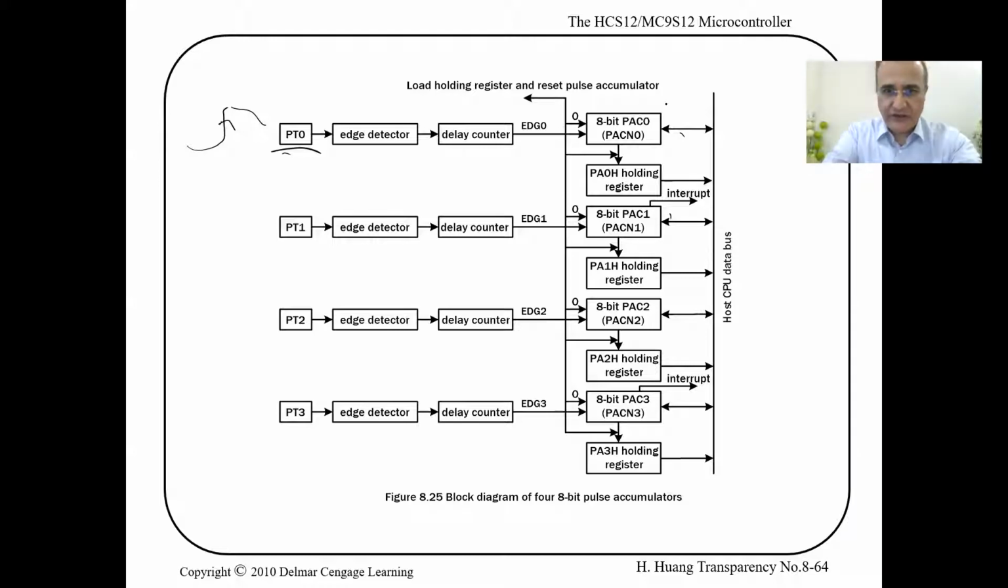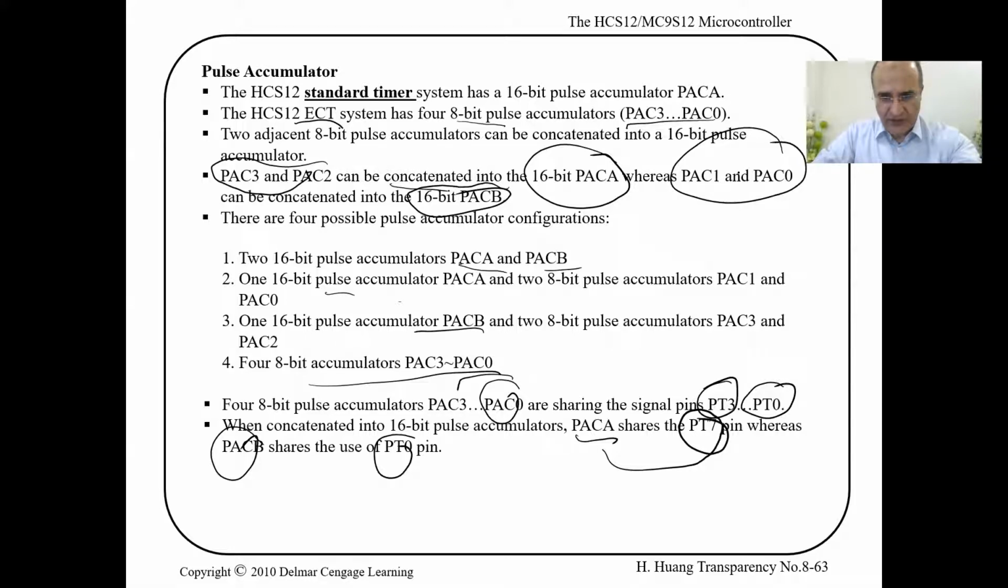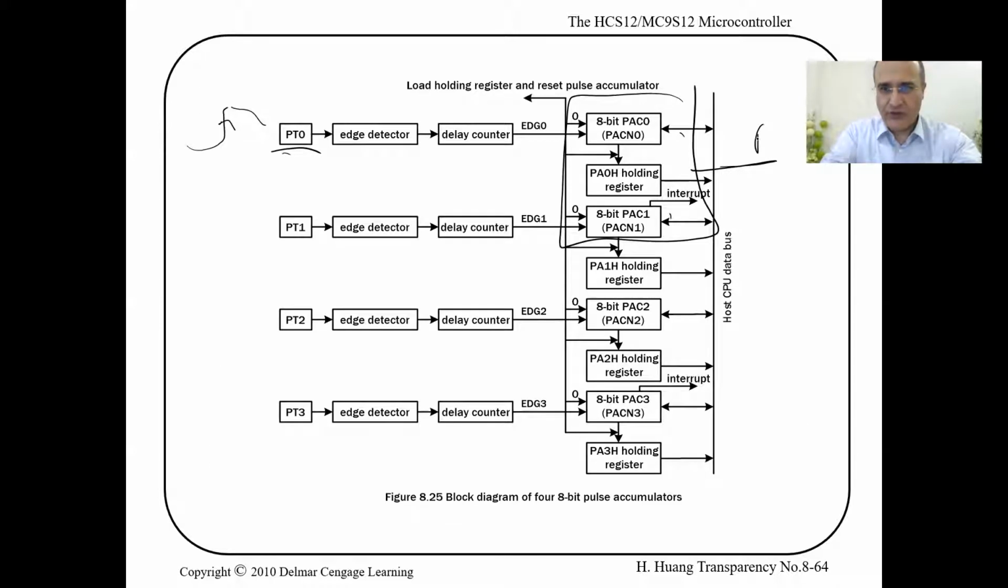If we concatenate 0 and 1, this will become pulse accumulator 0 and 1. 0 and 1 are B. B will be 0, so port T0. If you concatenate 2 and 3, this will be tied with port T7. Okay.